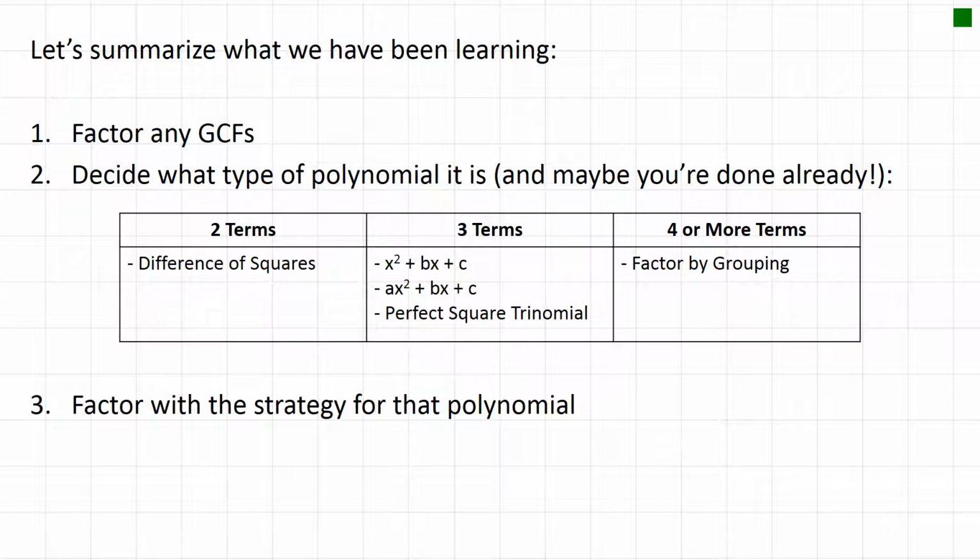So what I mean by that is after you factor out the greatest common factor, if you see two terms, it might be a difference of squares polynomial, in which case you can use the difference of squares technique to factor it. If the polynomial has three terms, there's a few options. It could be a simple trinomial where there's no a value. It could be a messy trinomial where you do have the a value, or it could be a perfect square trinomial where you factor using that perfect square method we saw.